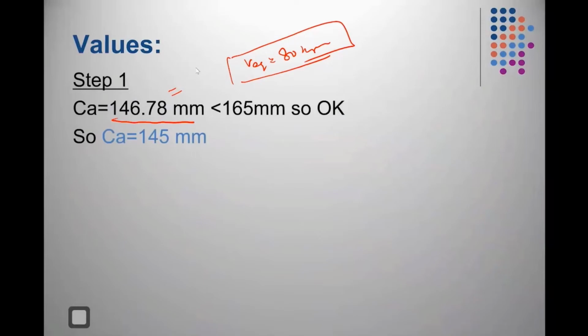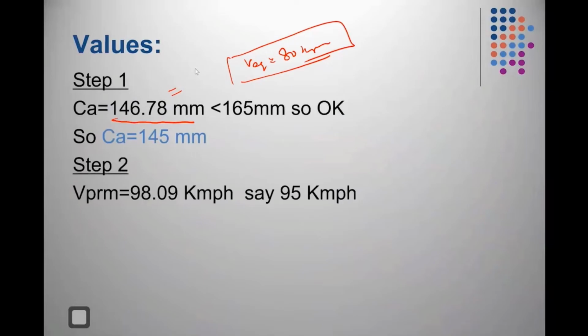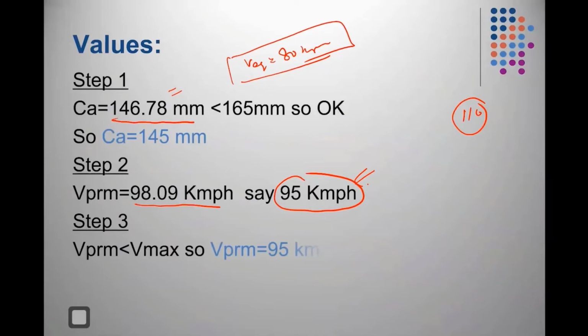Step 2 is what permissible speed comes for this cant. This comes as 98.09 kmph. So you took it as 95 kmph, multiple of 5. This is the permissible speed. What was the maximum speed of the train in the section? That was 110. So you are not going to permit speed more than 95 kmph, because you provided it based on the speed for cant equilibrium. So in this case, VPRM is less than V maximum. It is 95. So you are going to have a speed restriction of 95 kmph.